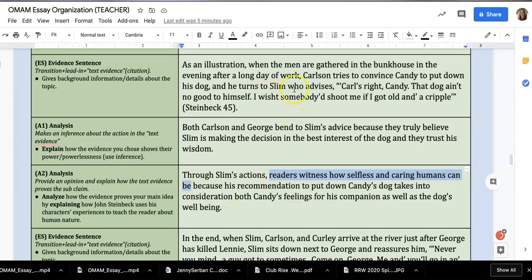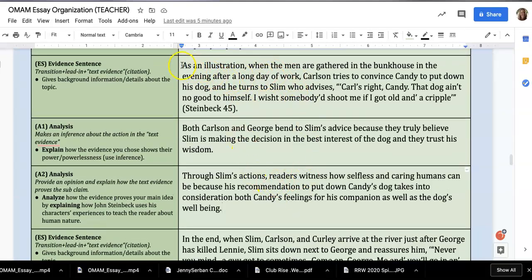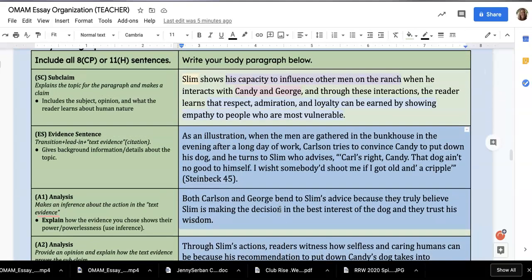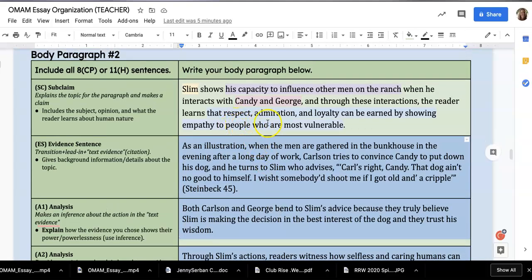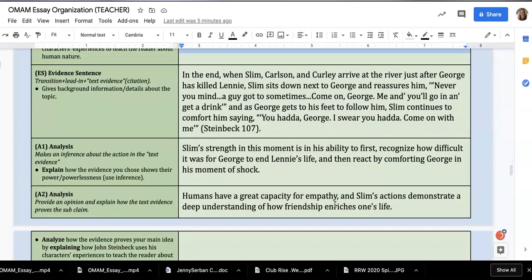I relate it back to the evidence up here by saying some additional opinion and inference, that his recommendation takes into consideration both Candy's feelings for his companion, the dog, as well as the dog's well-being. Okay, then I go to my second evidence sentence. Again, this whole chunk right here, going back to my subclaim, shows that he has the capacity to influence other men on the ranch, and that this is what the reader learns, but I say it in different words. Then I come down here to the second evidence sentence.